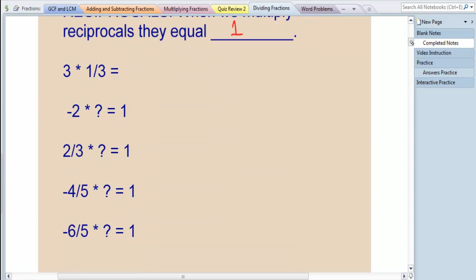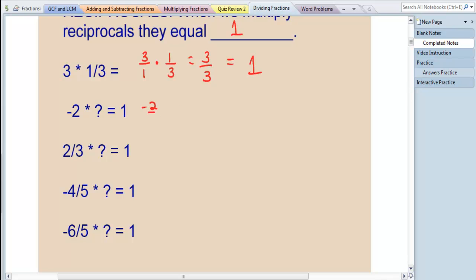So for example, 3 times 1/3 is the same thing as 3 over 1 times 1 over 3. 3 times 1 is 3. 1 times 3 is 3. 3 over 3 equals 1. So 3 and 1/3 are reciprocals because they multiply to equal 1. So let's figure out the reciprocal of some numbers. If I have the number -2, I want to figure out what I'd multiply by -2 to equal 1, and that would be the reciprocal of -2.